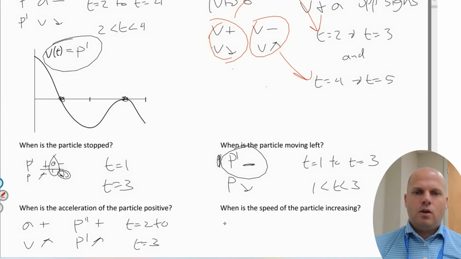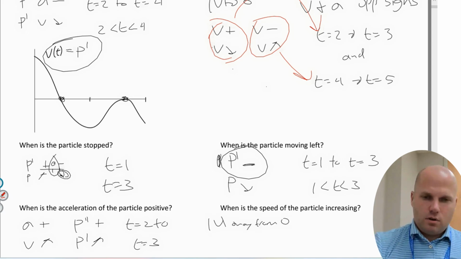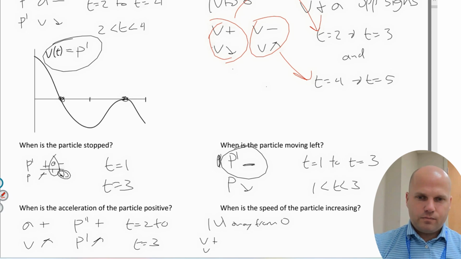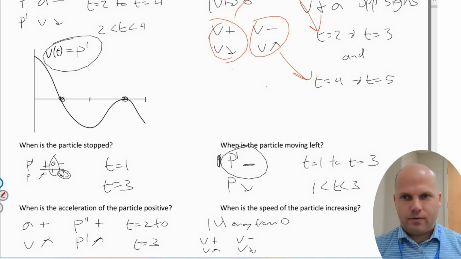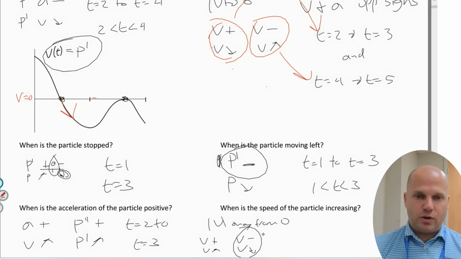Speed is increasing when velocity values are going away from zero. Okay, whether it's positive, getting more positive, or negative and getting more negative, or looking at the graph, going away from a velocity of zero. Here's a velocity of zero. We're going away from a velocity of zero. We're coming towards a velocity of zero. We're going away. So I'd say 1 to 2 and 3 to 4. It's both this situation.